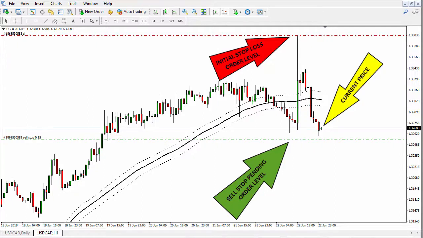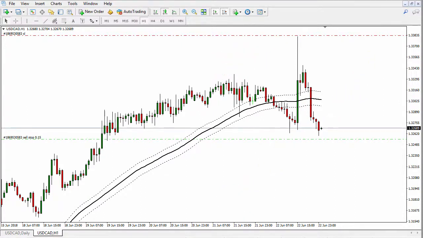Therefore, we're all good to go, since I've just placed a sell stop pending order, which is going to get me into the market with a short counter trend trading position if and when price decides to break below the lowest price level of the valid hammer candlestick, which I was able to identify using the daily chart of the USD CAD Forex currency pair.